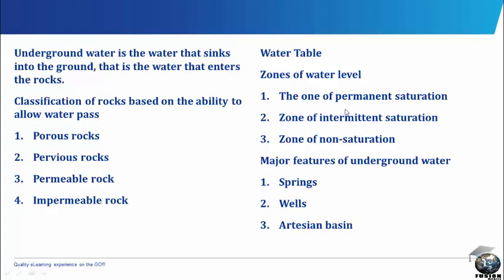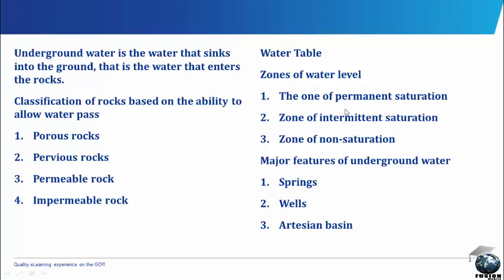Major features of underground water. 1. Springs. A spring is formed when there is an easy outlet of water from the ground. It can also be formed where the water table meets the surface of the earth. 2. Wells. A well is formed when a hole is sunk into the ground far below the water table. Water then seeps out of the rocks into the hole to form a well.